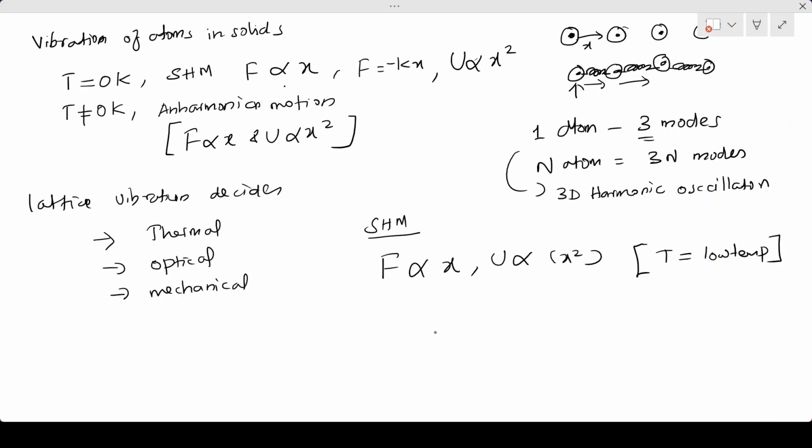Okay, and also another point is that at a low temperature there will be no thermal expansion. So in simple harmonic motion, if the atom is executing a simple harmonic motion, there will be no thermal expansion as well. If there is a thermal expansion, then there will be no simple harmonic motion. In the absence of thermal expansion only, simple harmonic motion will be executed here.